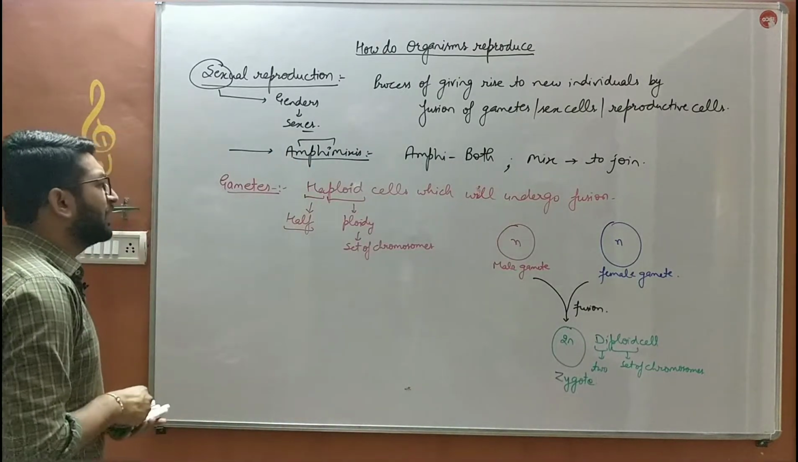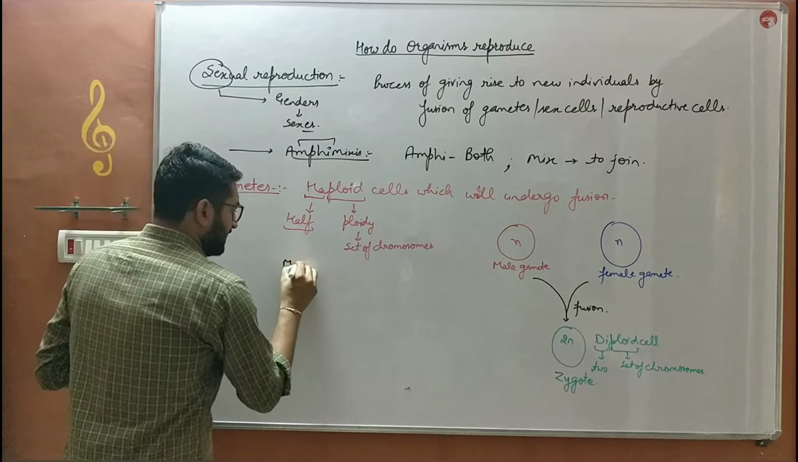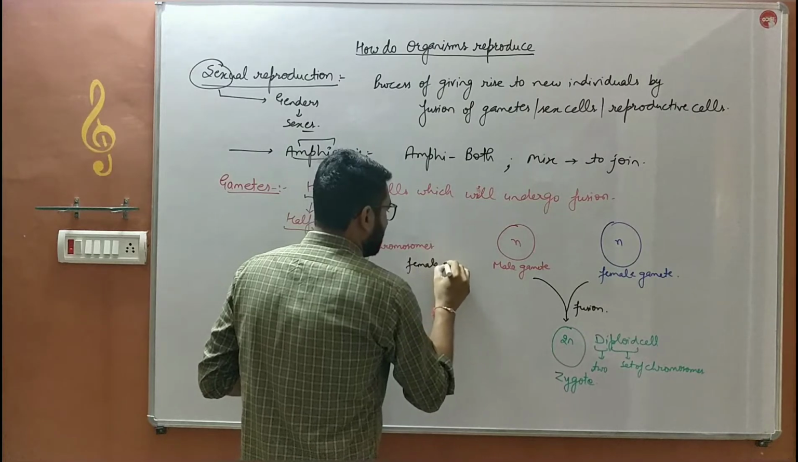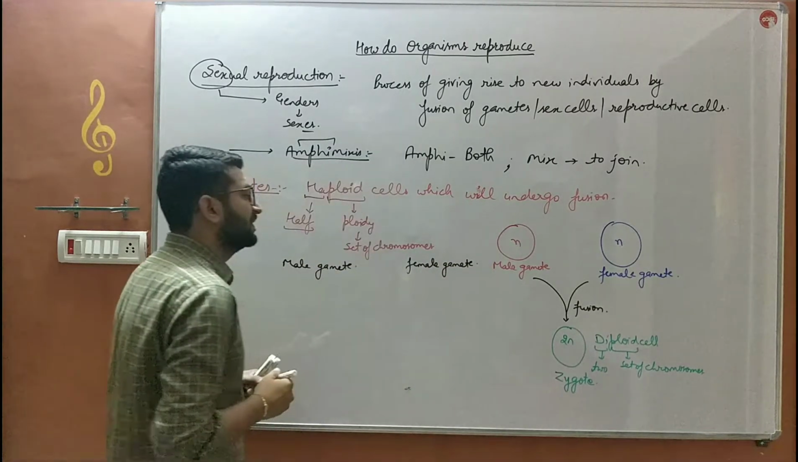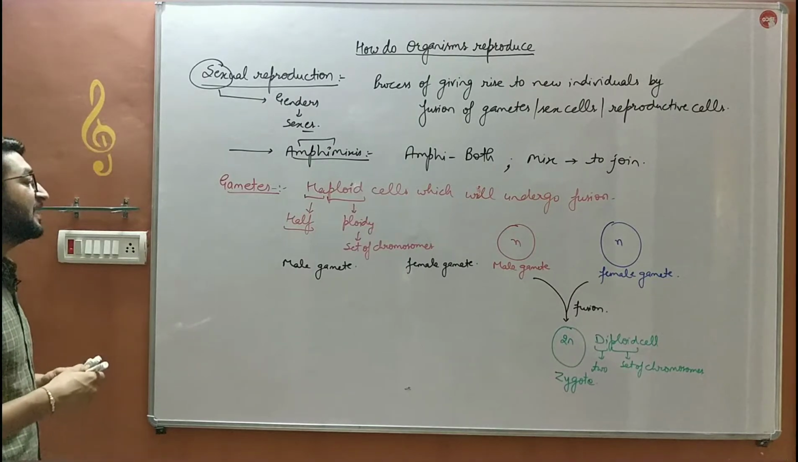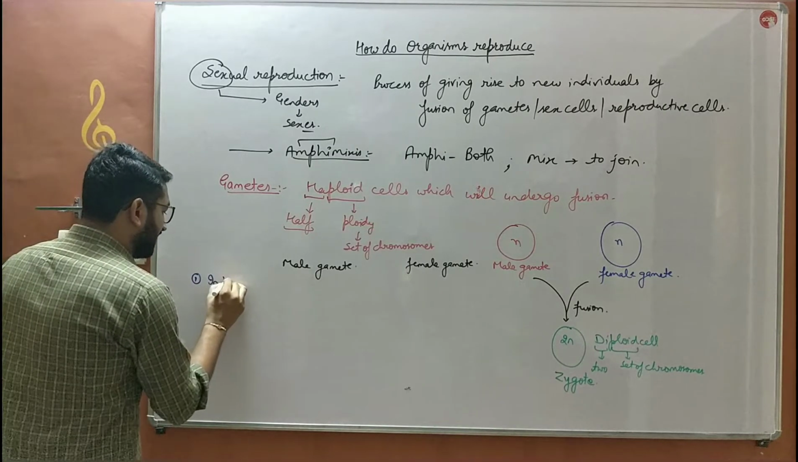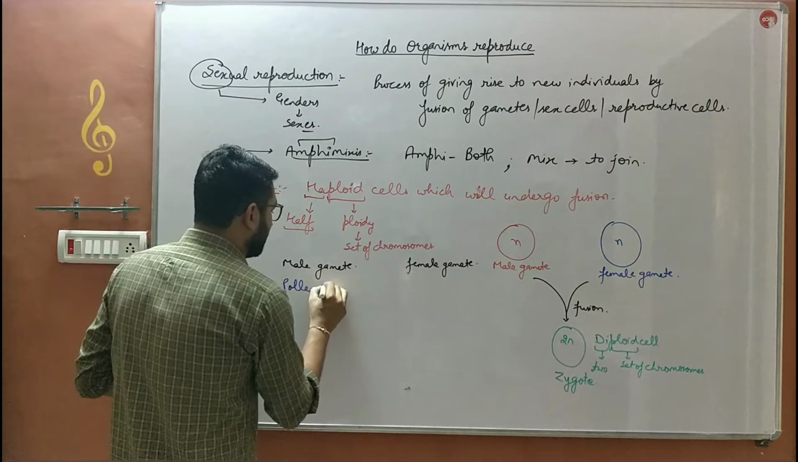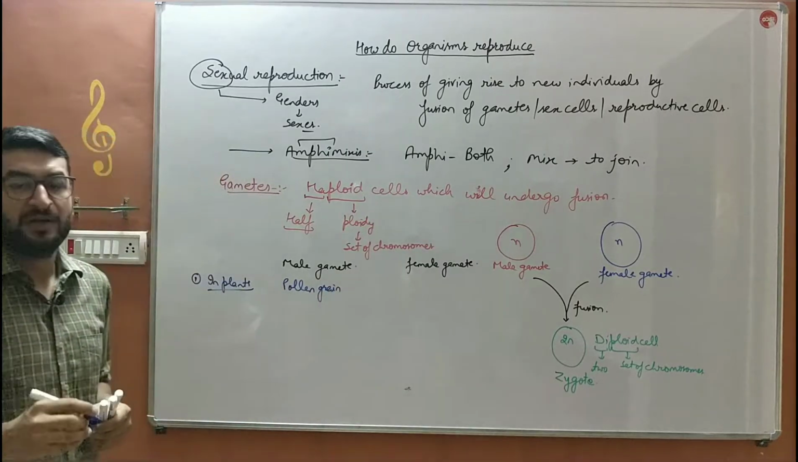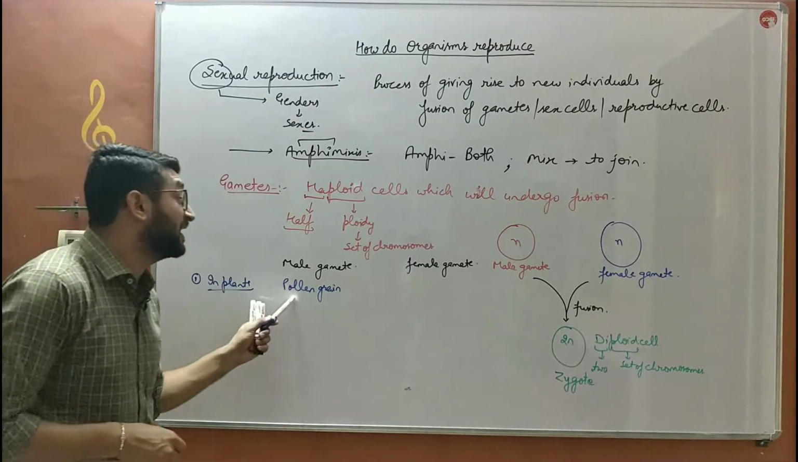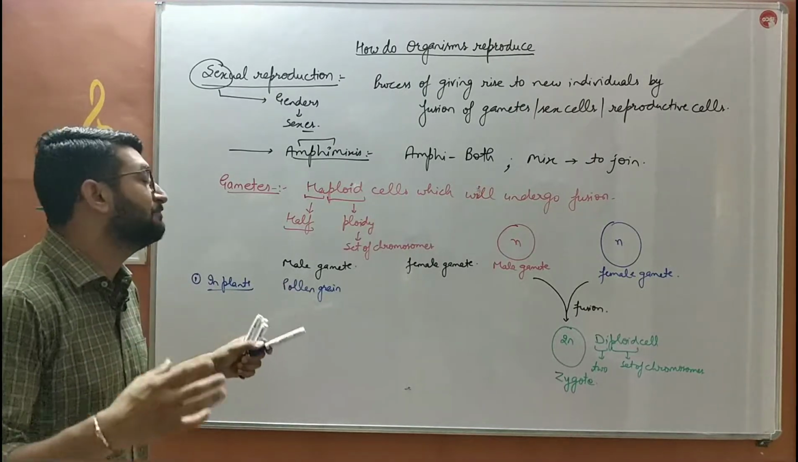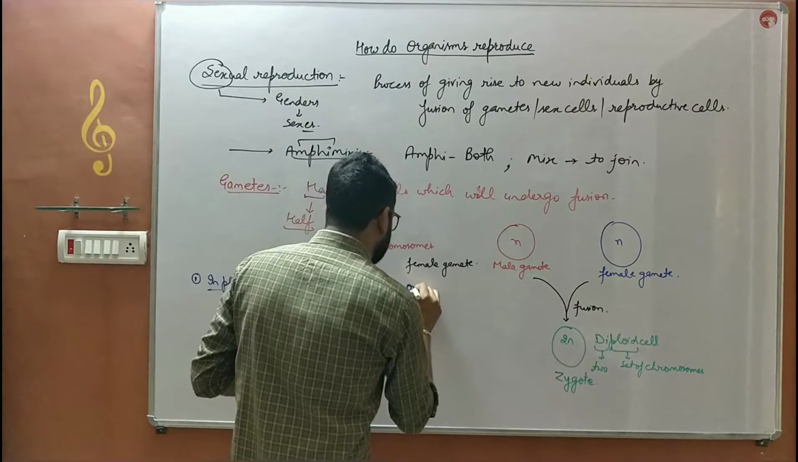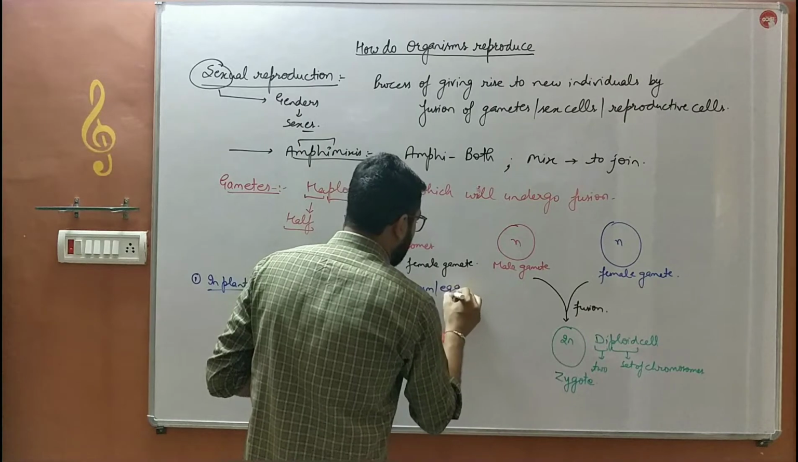So the two gametes are different. That is male gamete and female gamete. These are given separate names. For example, in plants, the male gamete is referred to as pollen grain. In plants only. The male gamete in plants, children, is a male sex cell possessing half the chromosomes, that is known as pollen grain, and the female gamete is known as ovum or egg.